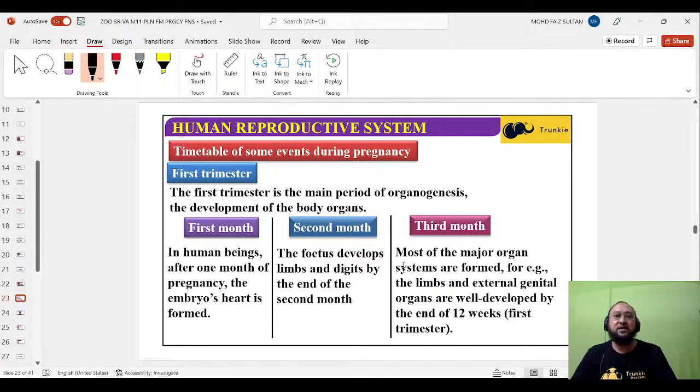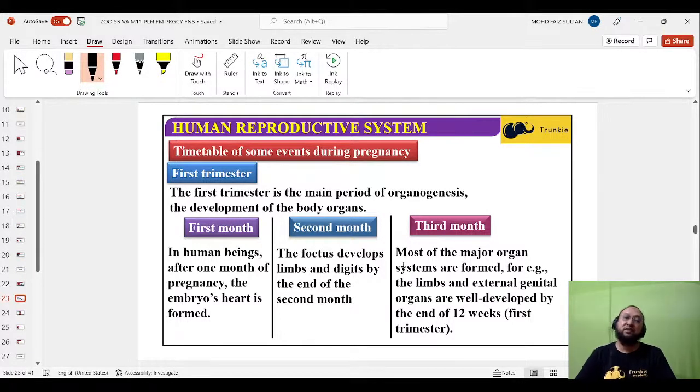The first trimester is the main period of organogenesis, development of the body organs. In the first month in human beings, after one month of pregnancy, the embryo's heart is formed. The heart has to be formed in the beginning only, because it has to supply blood to the different parts of the fetus.